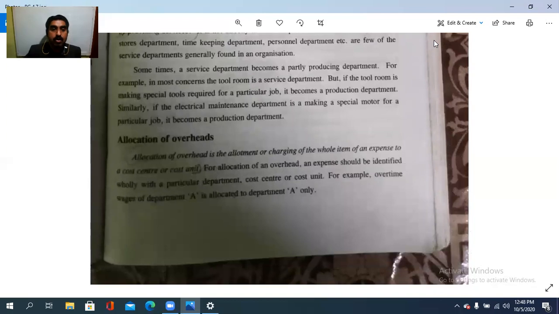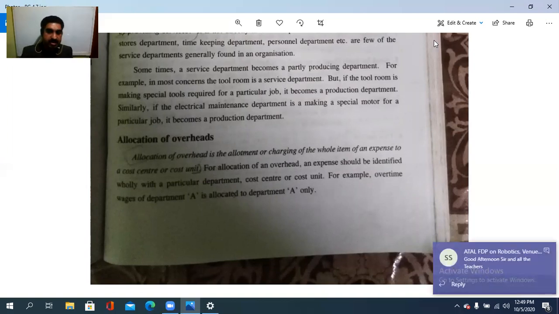Then we are going to see what is an allocation and also what is an absorption. So allocation of overhead means the allotment or charging of the whole item of an expense to a cost center or a cost unit. For allocation of an overhead, an expense should be identified wholly with a particular department, cost center or cost unit. For example, overtime wages of department A is allocated to which one? Department A only. Other departments have nothing to do with that, isn't it? So that is allocation of the overhead.